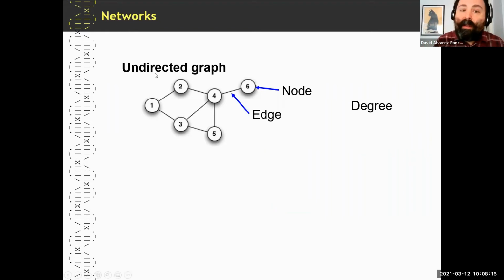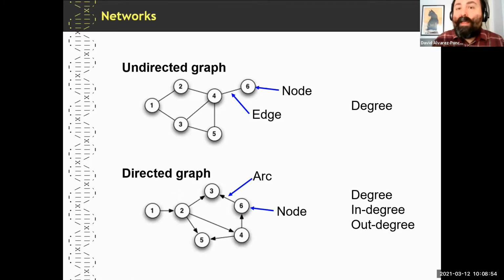This is the general representation, the most basic representation of a network. That's what we call an undirected graph. We can calculate for each of the nodes what we call degree, which is a measure of centrality, which is the number of interactions that each node has, or the number of edges that each node has. For instance, for node 6, degree is 1 because it only interacts with node 4, and for node 1, it is 2 because it has 2 edges.